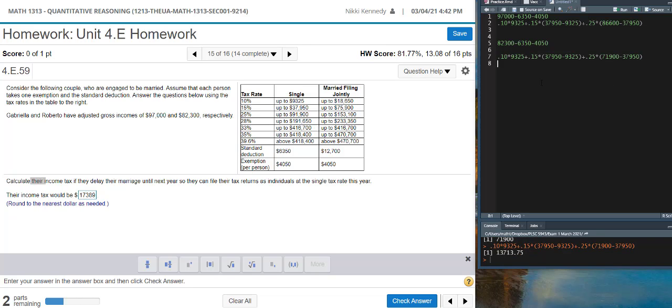When I calculate his taxes, I get 13,713.75. I'm going to add that to Gabriella's taxes, and I'm actually going to do that with the value before I rounded it. So I'm going to use the $17,388.75. That gives me $31,103 when I round to the nearest dollar.